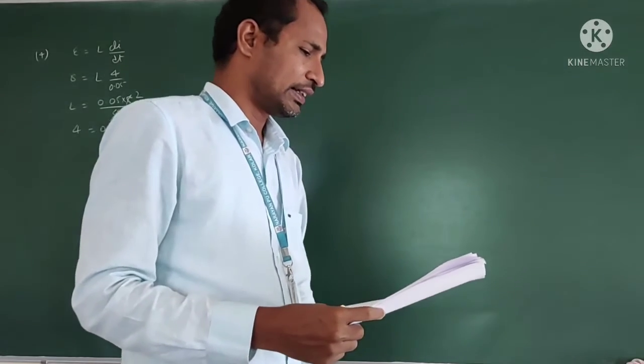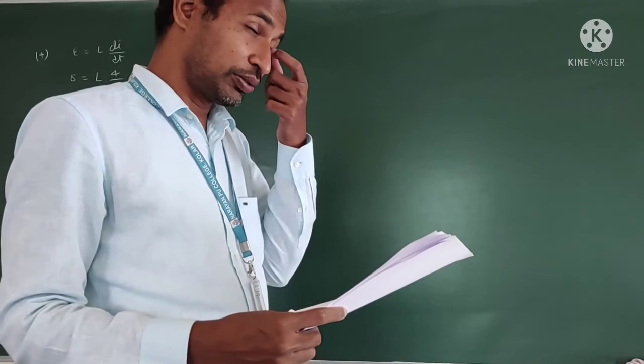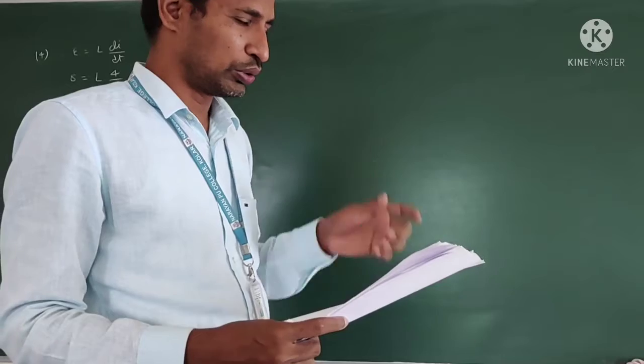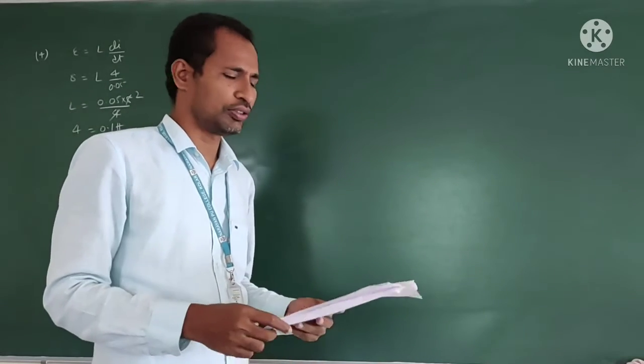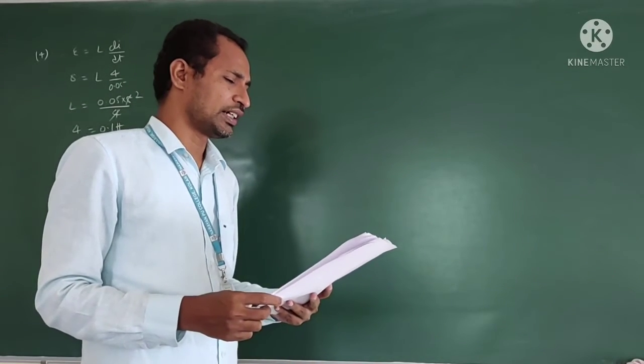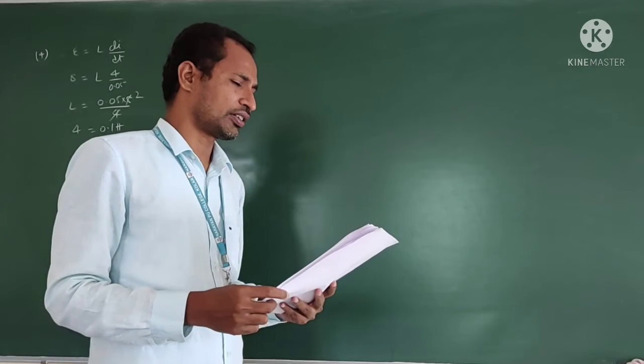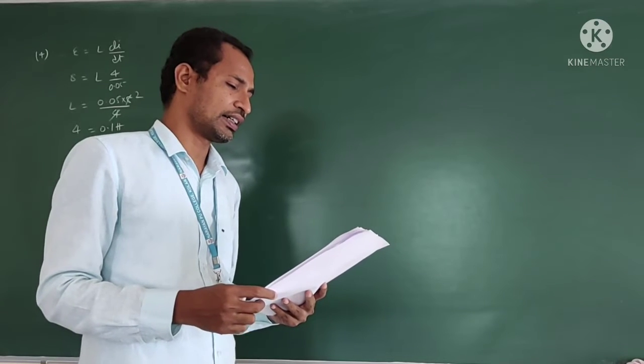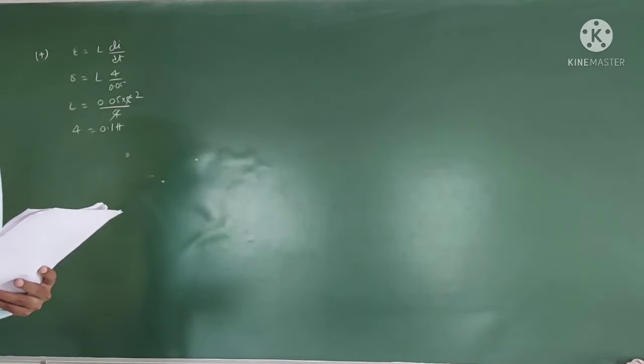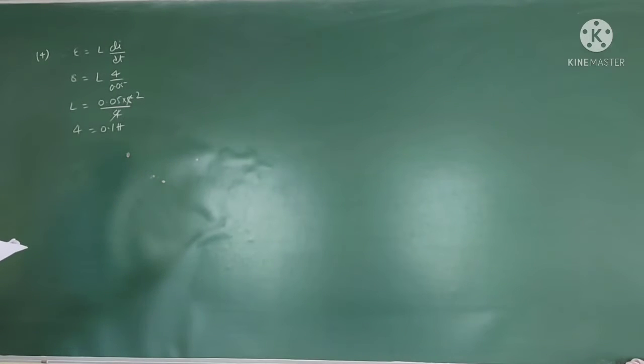Sixth one, LCR series AC circuit, but this question is alternating current, so it was missed. Anyway, already studied, you can solve this. In an LCR series AC circuit, the voltage across L, C and R is 10 volts. If the inductor is short circuited, the voltage across the capacitor would be? So, fifth one.